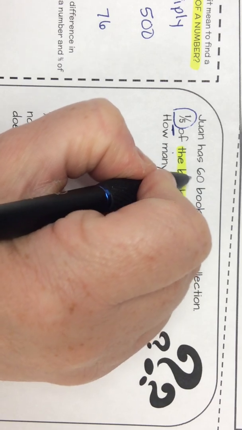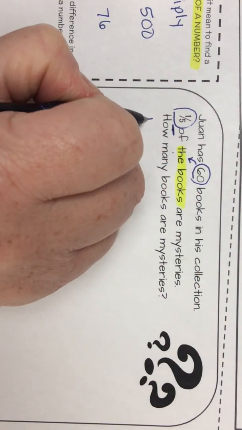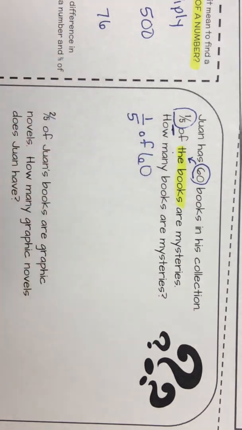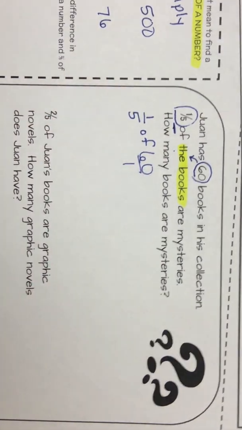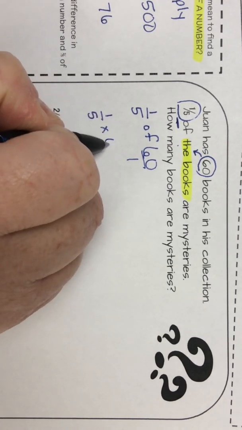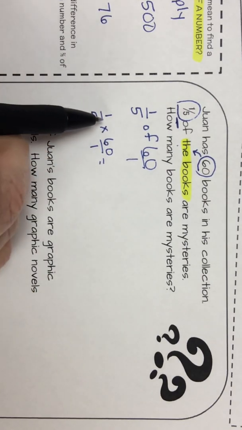Yeah, it's that 60 right there. That 60 represents the books. So what I want to know is 1/5 of 60. That means multiply. Well, I have a whole number, so what do I do? I just put it over 1. So what I have right now is 1/5 times 60 over 1. There we go, 1/5 of 60.